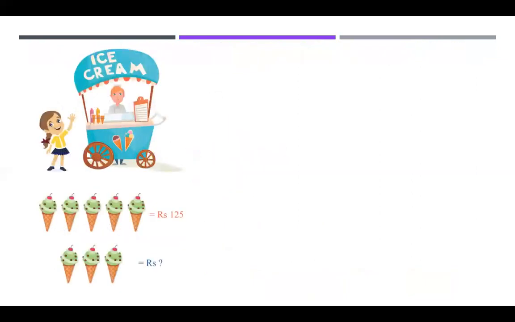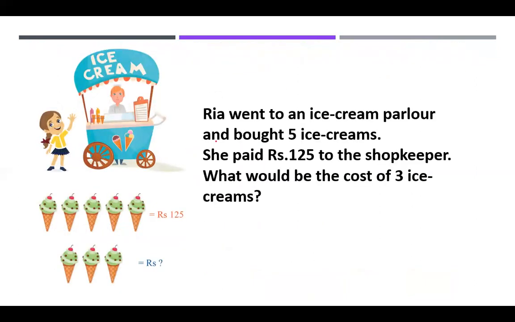Let's have a question. So here we have a question. Ria went to an ice cream parlor and bought 5 ice creams. Here you can see that the cost of 5 ice creams is rupees 125. So she paid 125 to the shopkeeper, and what would be the cost of 3 ice creams?